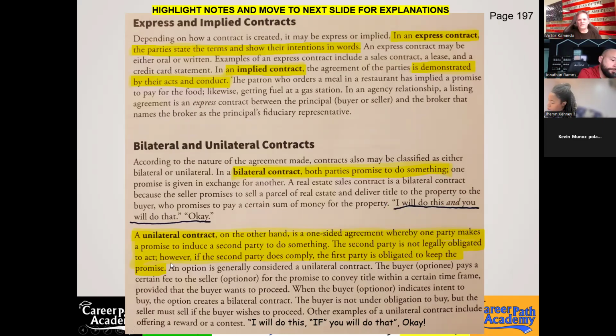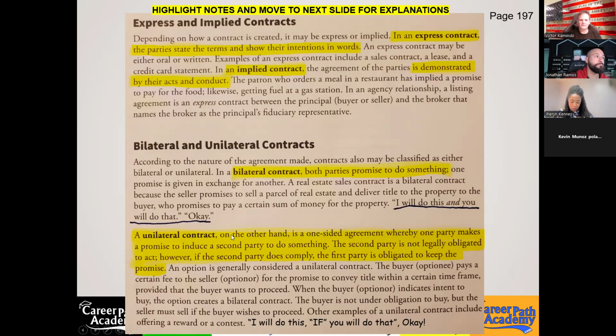Now, everything so far has been okay, but here's their definition for a unilateral contract. Unilateral, uni meaning one, on the other hand, is a one-sided agreement whereby one party makes a promise to induce a second party to do something. The second party is not legally obligated to act. However, if the second party does comply, the first party is obligated to keep the promise. Party, party, party. It could be a little confusing if you don't follow the bouncing ball there.